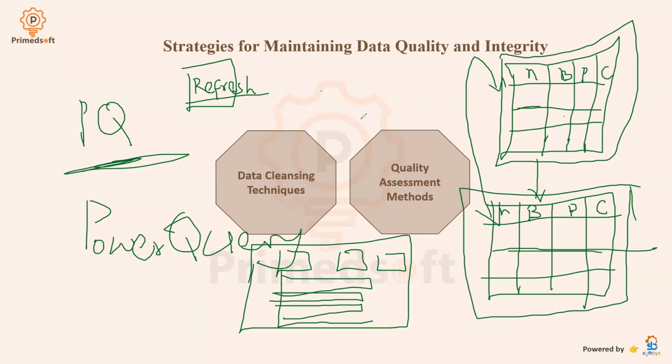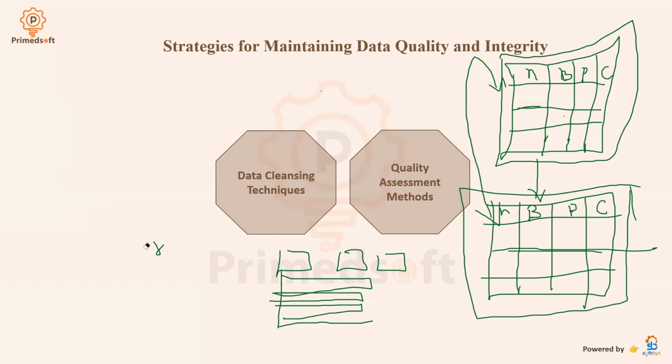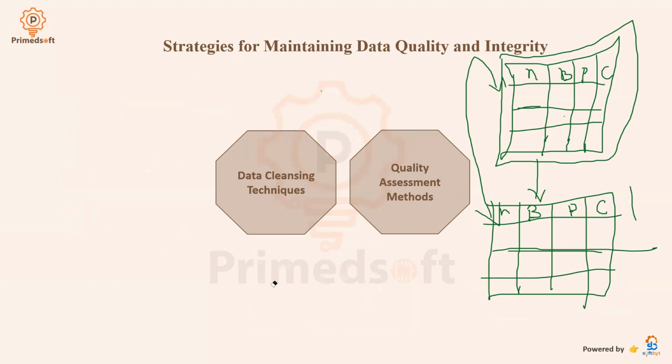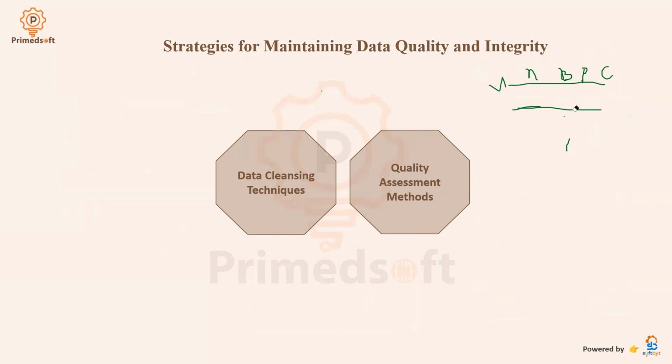So quality assessment method is one of the techniques to ensure data quality and integrity. And another thing is also data visibility. It needs to also be visible. All right, so let's move on. Please go ahead and ask questions if you need to, if you are confused.